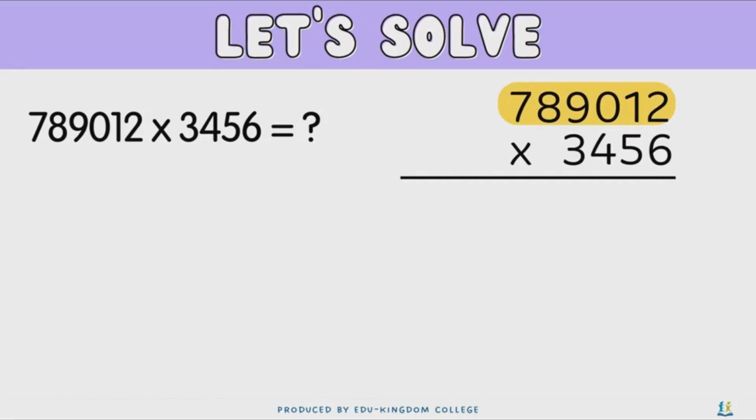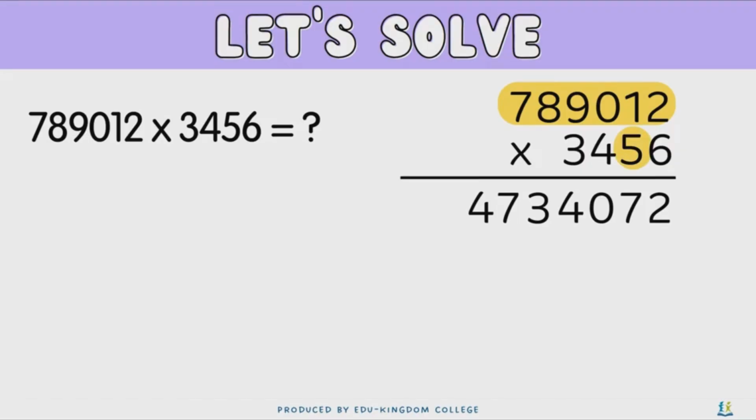So I'm going to work from the right to the left and work with the 6 first. I have 6 times 2 gives me 12, carry over the 1. 6 times 1 plus 1 gives me 7, nothing to carry over. 0 times 6 gives me 0. 9 times 6 gives me 54, carry over the 5. 8 times 6 gives me 48, plus the 5 gives me 53, carry over the 5. 7 times 6 gives me 42, plus the 5 gives me 47.